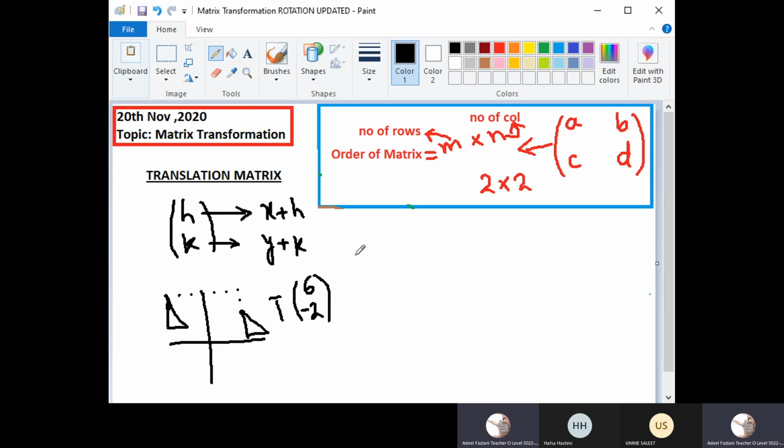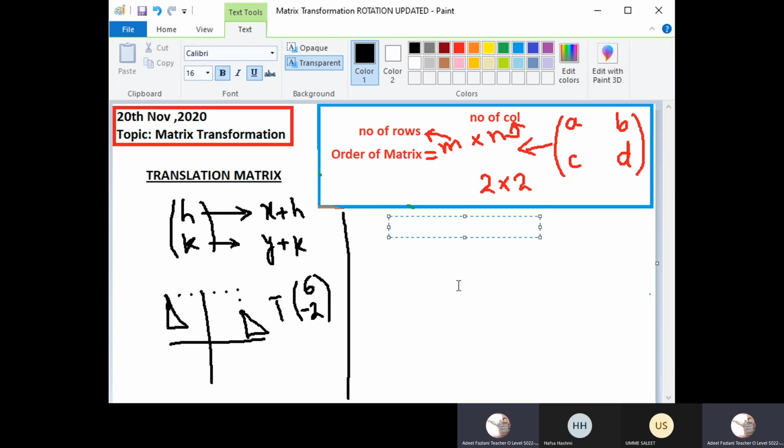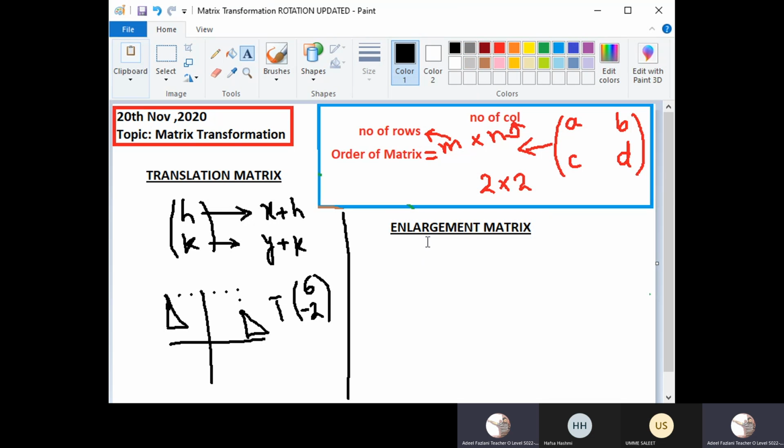Yes, sir. Okay. And now, last but not least, is your enlargement, actually. For the enlargement, what is needed? First of all, tell me. For the enlargement matrix, for the basic enlargement transformation, what are the things which were required? Center of enlargement, scale factor. Yes, center of enlargement and a scale factor, right?